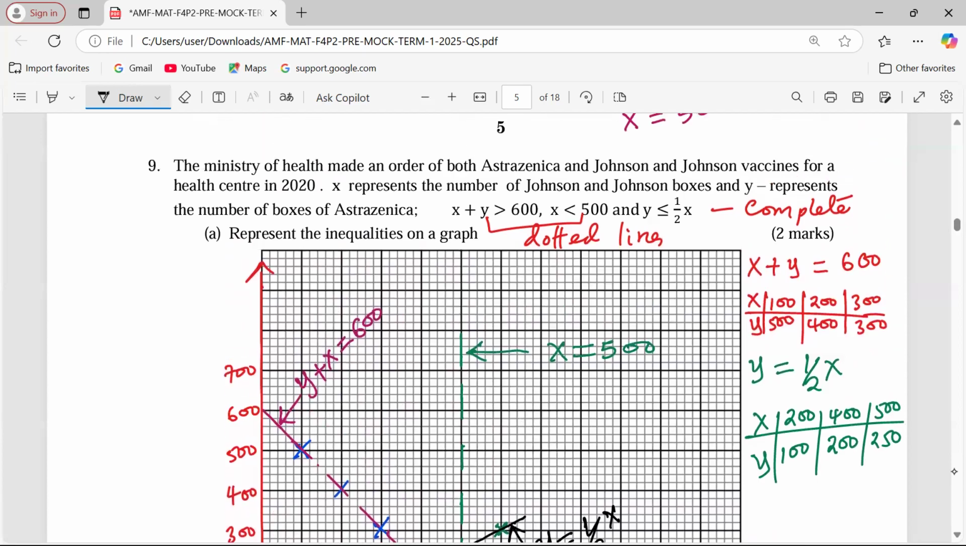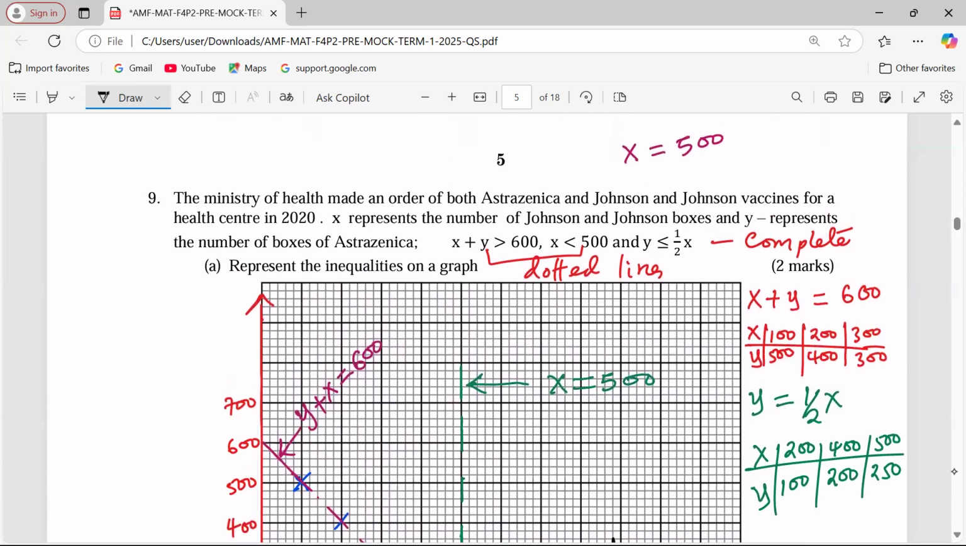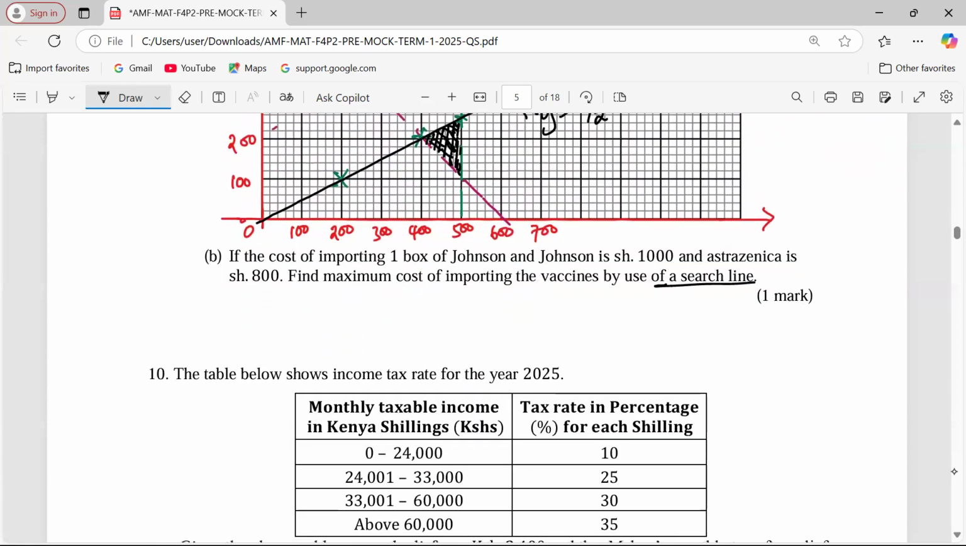Remember, x was Johnson & Johnson. So Johnson & Johnson is 1,000 times x plus y times 800. So 800 times y. This will be equal to a value P. This is called the objective function.